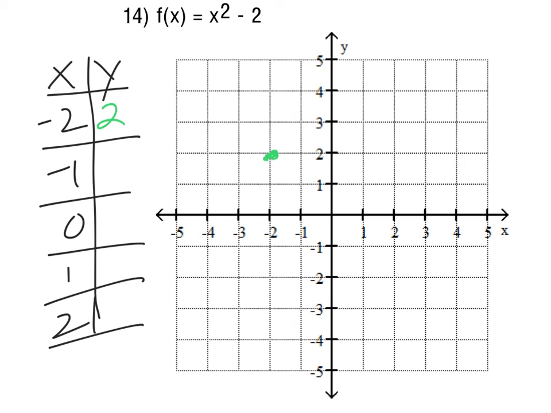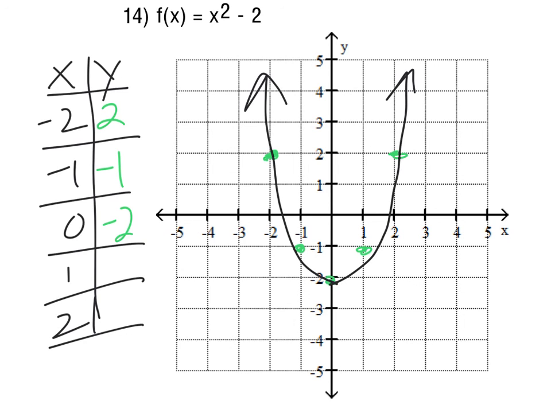The negative 1, I would square that and get 1 minus 2 would give me negative 1. So negative 1, negative 1. 0 would give me negative 2. 1 would give me negative 1. And 2 gives me 2 as well. So those are my points. Again, draw a nice curve through those points, and again we can expect the shape of the graph to be a parabola.